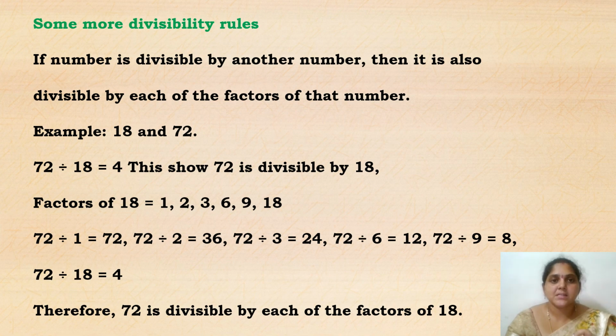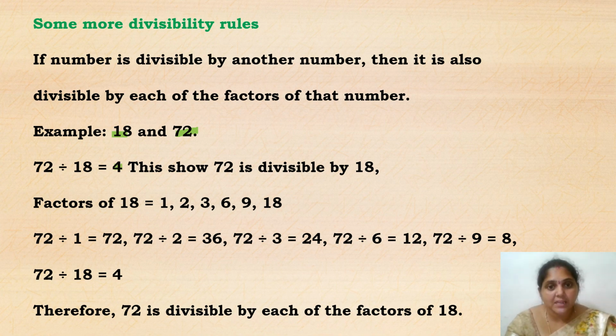Now we will see some more divisibility rules. What are some more divisibility rules here? If a number is divisible by another number, then it is also divisible by each of the factors of that number. Yes or no? Here I am taking the numbers 18 and 72. 72 divided by 18 you are getting 4. This shows 72 is divisible by 18.